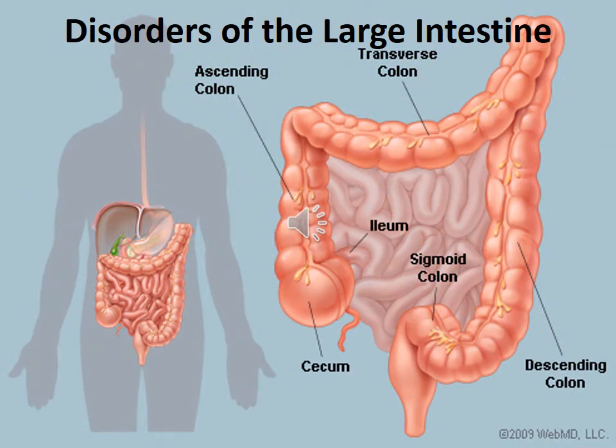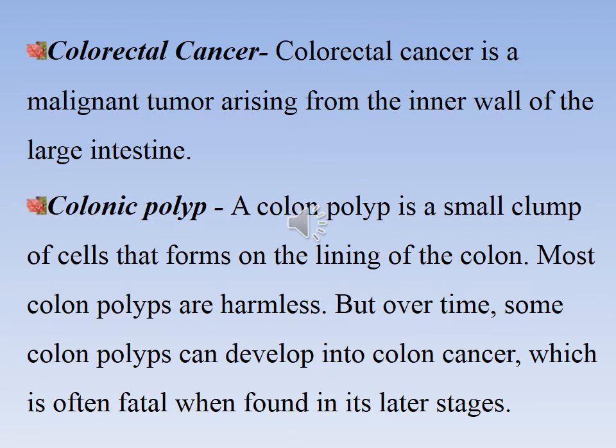Disorders of the large intestine. Disorders of the large intestine include colorectal cancer. Colorectal cancer is a malignant tumor arising from the inner wall of the large intestine. Colonic polyp. A colon polyp is a small clump of cells that forms on the lining of the colon. Most colon polyps are harmless, but over time, some colon polyps can develop into colon cancer, which is often fatal when found in its later stages.